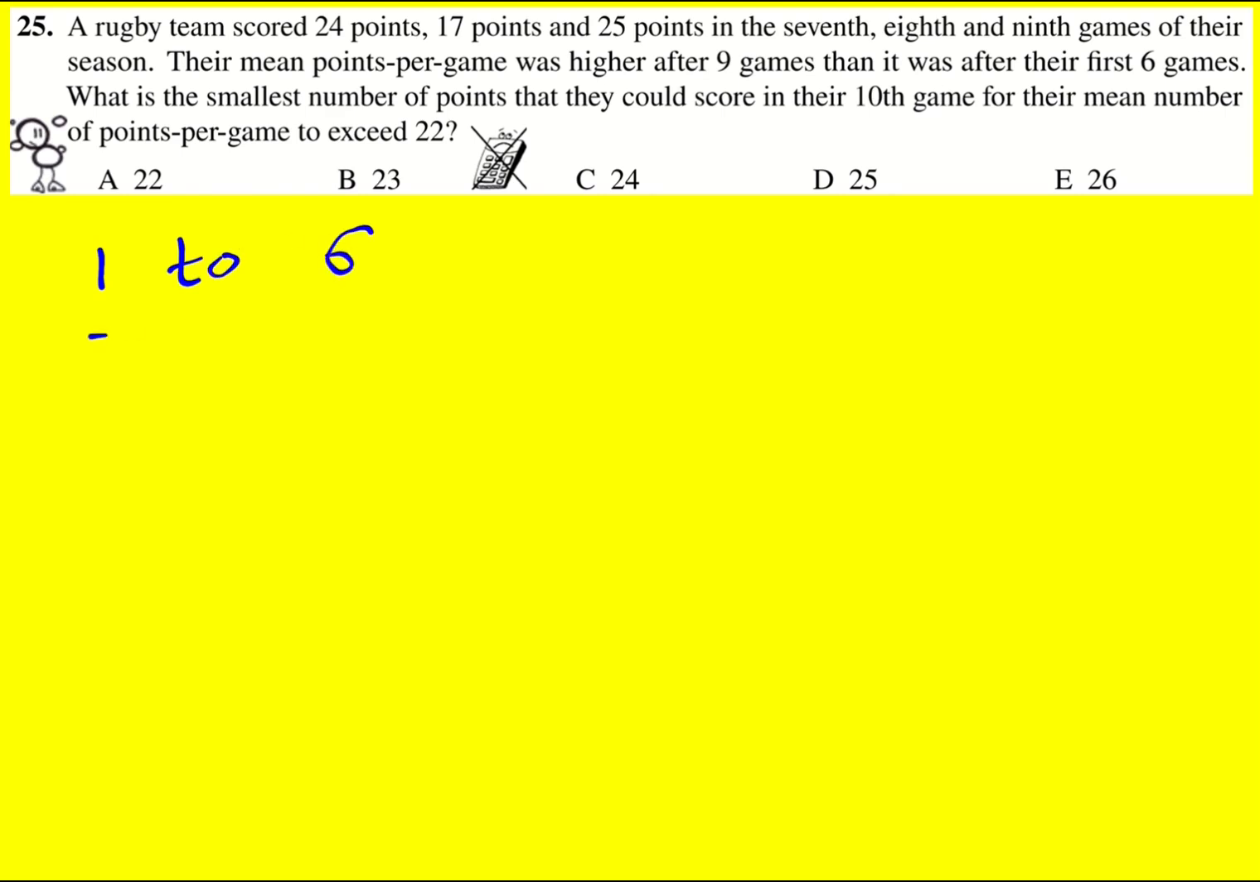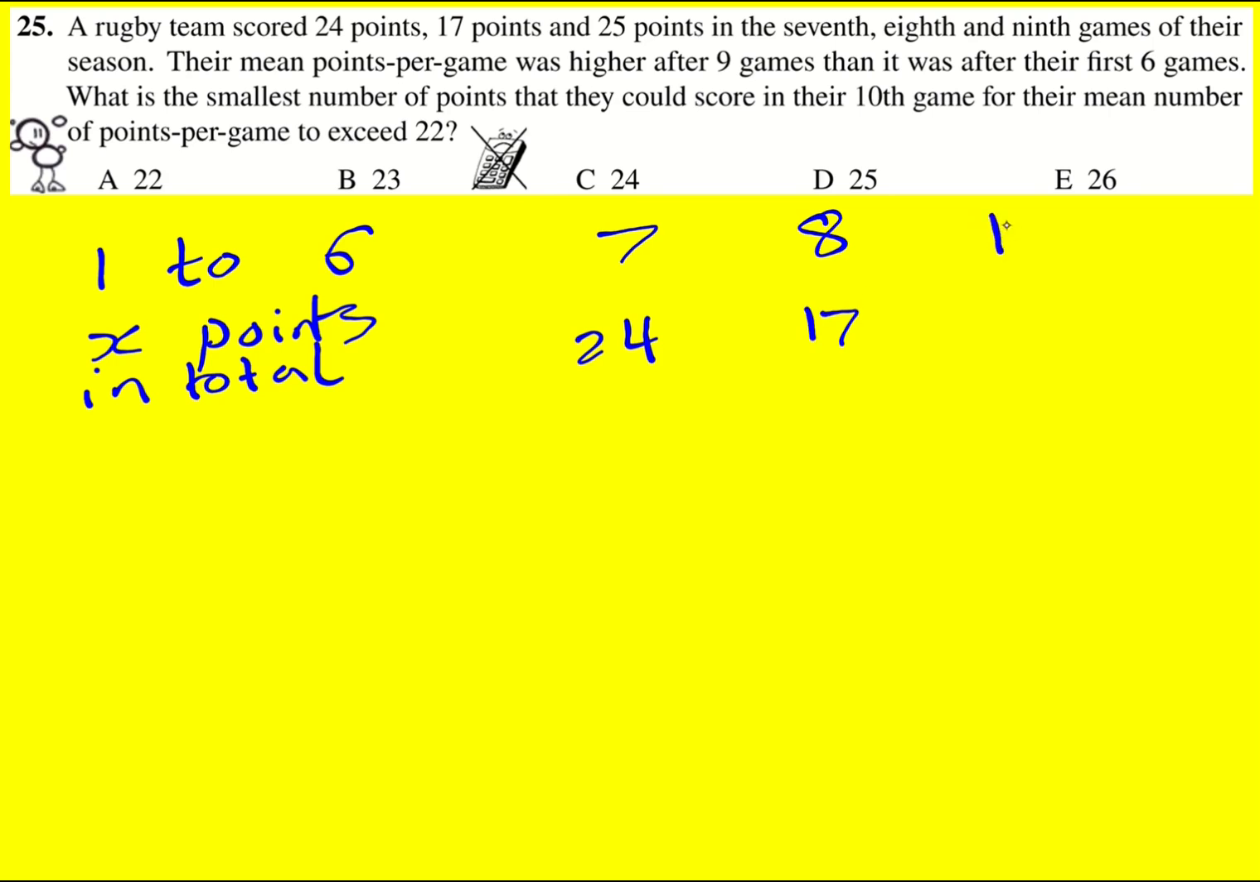And I'm just going to say they get x points in total. I don't know how many per game, but that's not going to matter. And then in game 7, they get 24, game 8, 17, and game 9, 25. We're interested in the smallest number of points they could score in their 10th game, so I'm going to label that y.